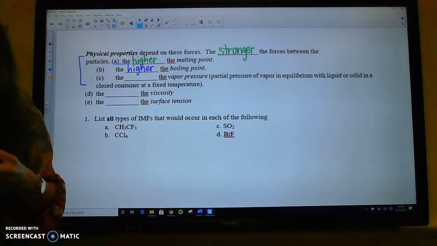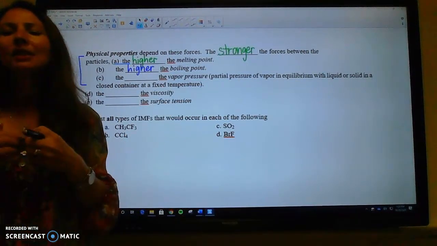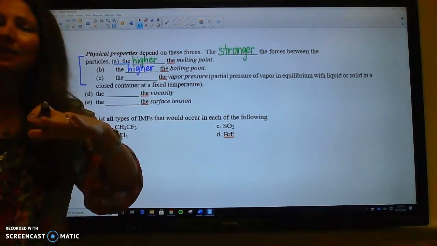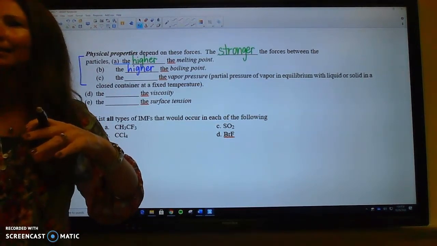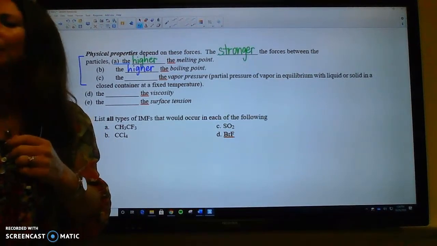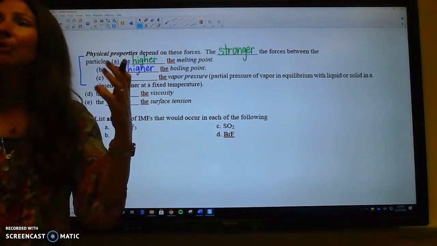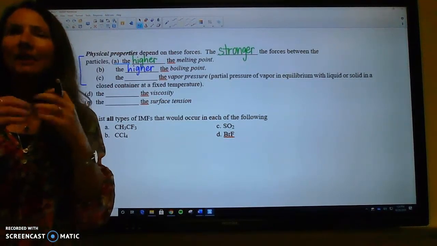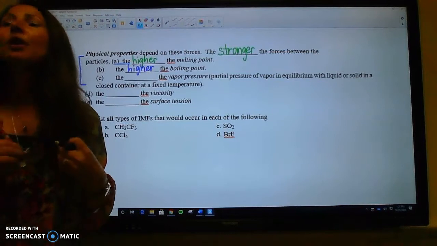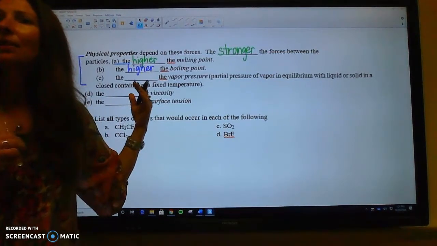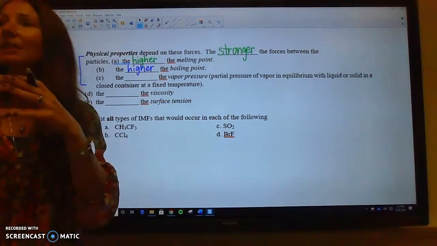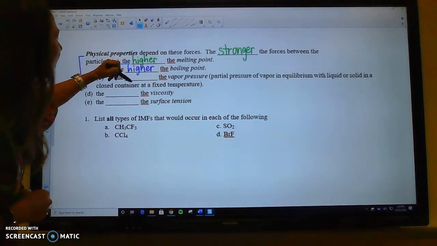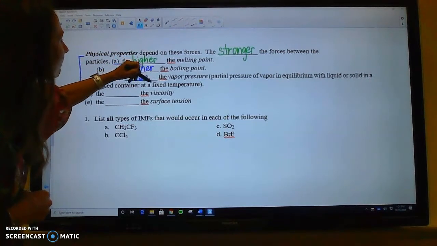Vapor pressure, don't read that technical definition. That just means you have particles that at the surface want to go ahead and turn into a gas. So it's kind of like rubbing alcohol. If we were to set it out on the counter, it would vaporize all by itself. You don't have to add any heat to it. That's turning it into a gas. Would it do that as easily or not as easily if the particles want to stay attracted to each other? No. So it's going to make the vapor pressure lower.